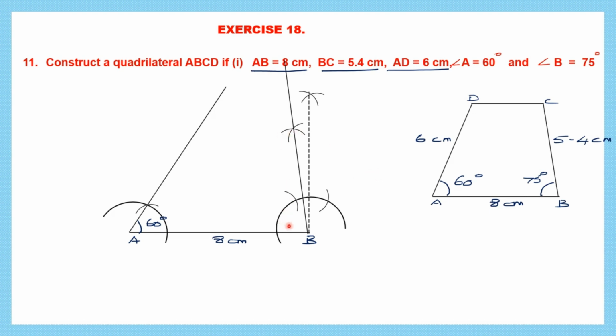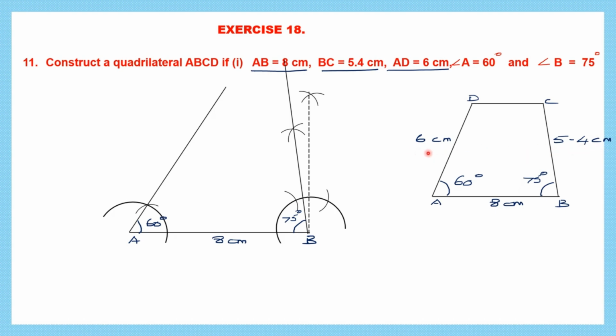So that line will mark 75 degrees at B because we have 60 plus 15 making that 75. So angle B is now 75 degrees. So we have got the second part. We've got angle A is 60, angle B is 75. Now we have to get 6 centimeters and 5.4 centimeters.